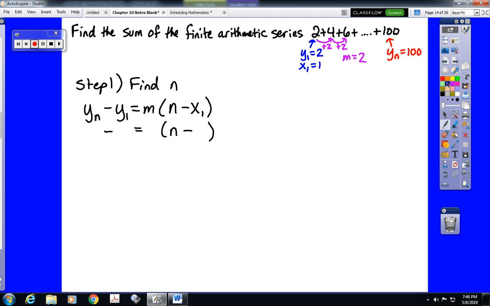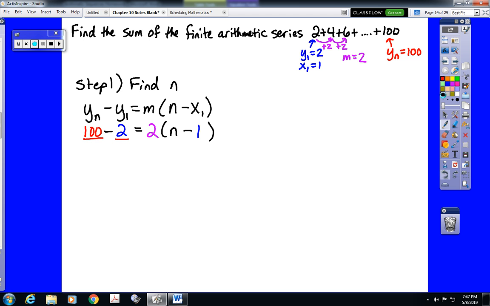We know that y1 is 2 and x1 is 1. We know that m is 2. And we know that x sub n is 100. From there, we're going to simply solve that equation. So we're going to add like terms on the left side. 100 minus 2 is 98.